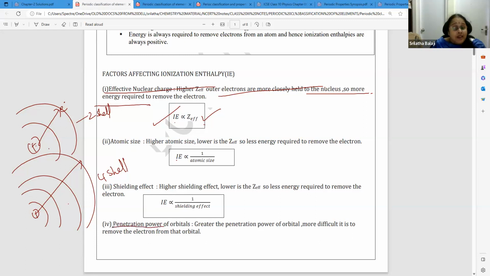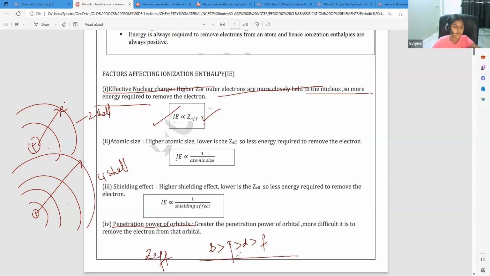Penetration power of orbitals. Did we discuss this yesterday? What did we say? S is greater than P, greater than D, greater than F. That's what you mean by penetration power. Which one is experiencing more nuclear pull? The s orbital. So is it easy to remove an s electron?